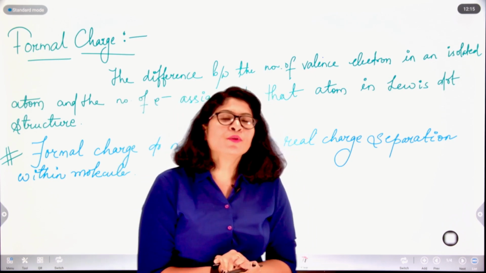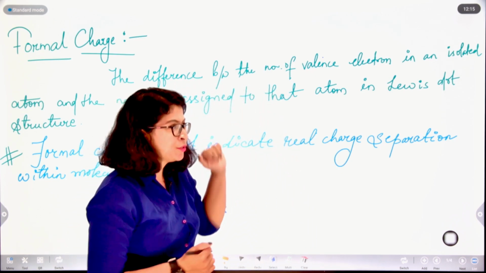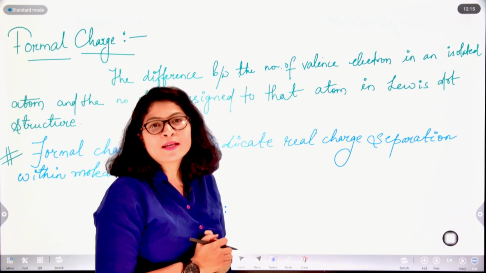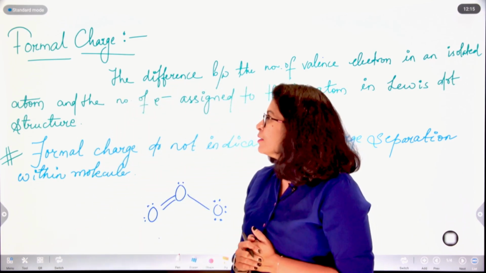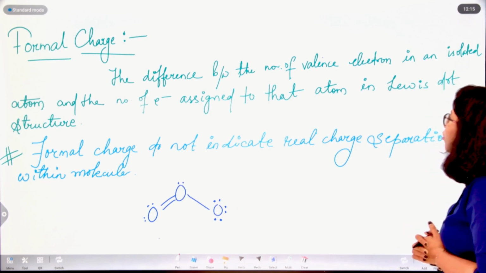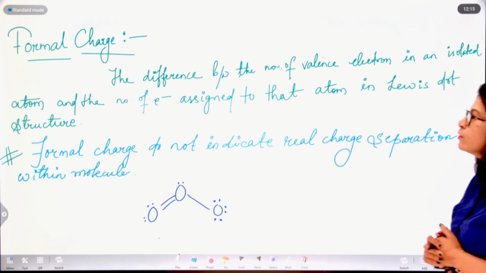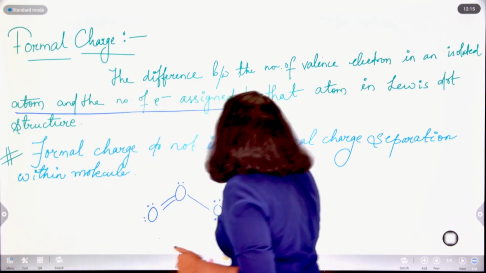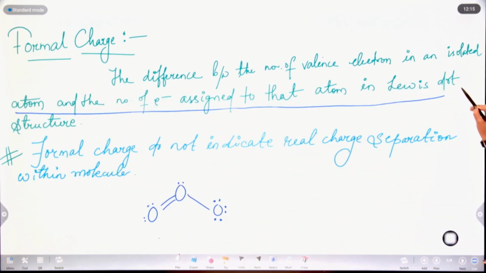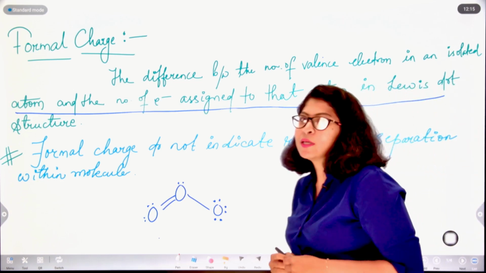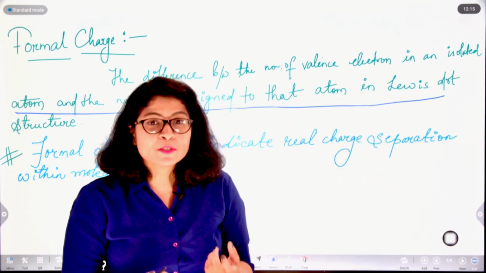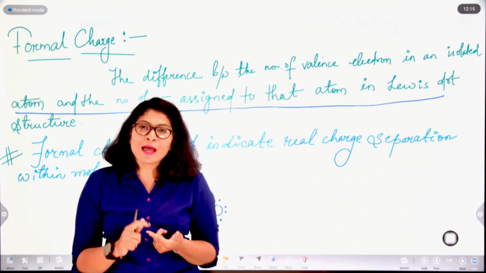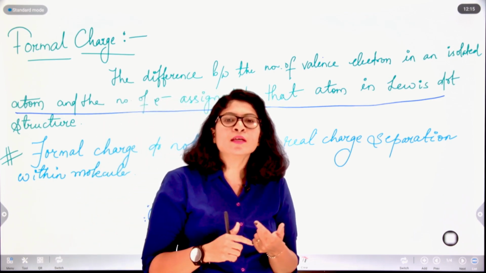In this video, we will be dealing with formal charge. So first let us understand what exactly is formal charge. It is the difference between the number of valence electrons in an isolated atom and the number of electrons assigned to that atom in the Lewis dot structure. Okay, so it's basically the difference between the valence electrons and, in a bonded state, the electrons around the atom.